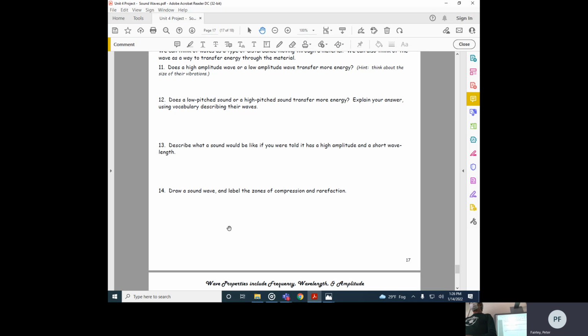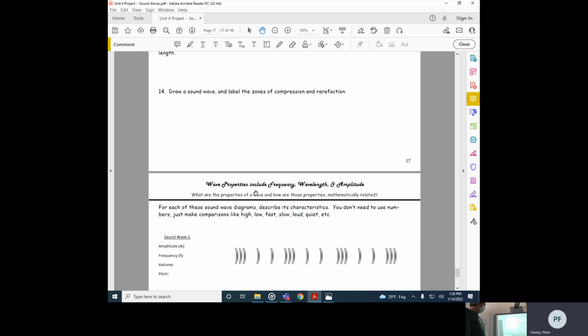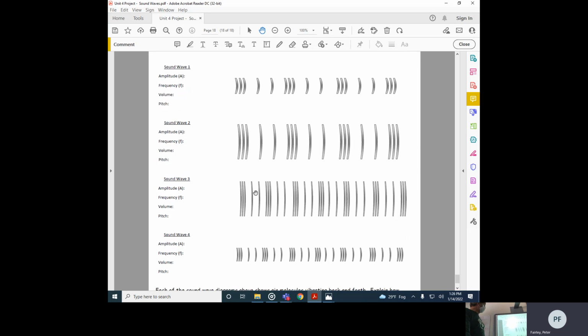13 and 14 should also be straightforward. They should be review questions. Let's move on to page 18, the last page.